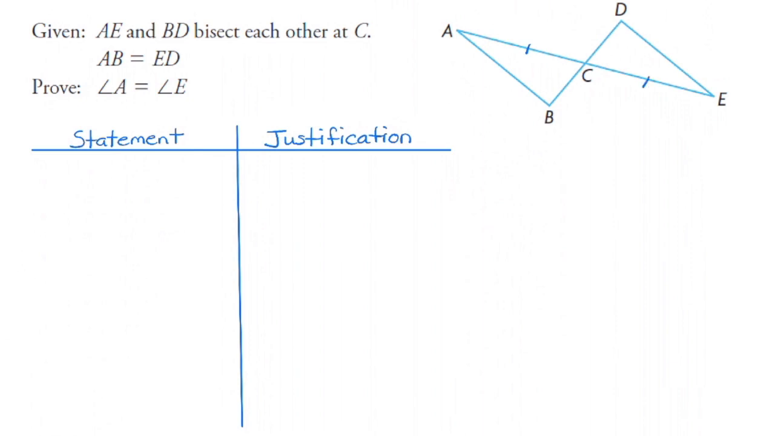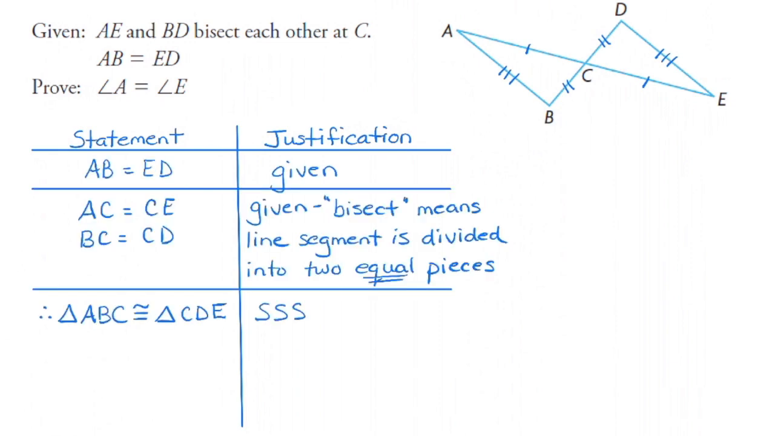And then likewise, BD is also bisecting at C. So that means BD is cut in half at C, so BC has to be equal to CD. Now we're also told that AB is equal to ED. AB is right here. That's equal to DE. So I'm going to go ahead and mark that on here. Let's maybe use three lines for that. And then is that enough information to prove that we have congruent triangles? We can see that it is by side, side, side.